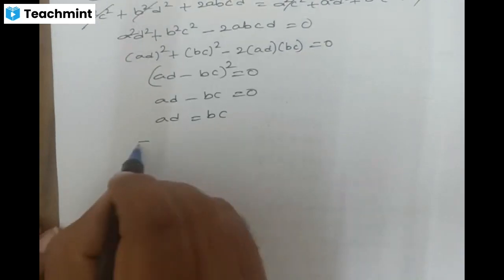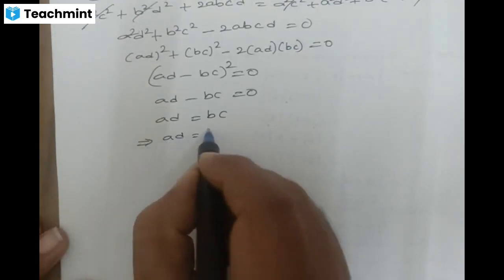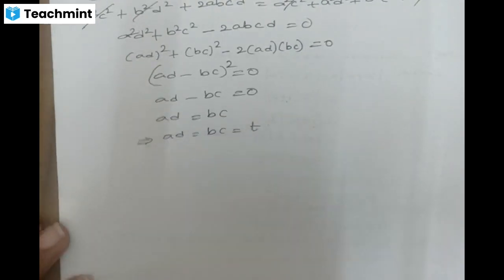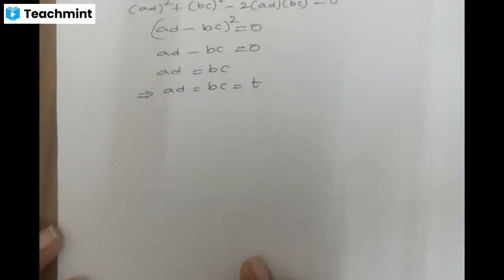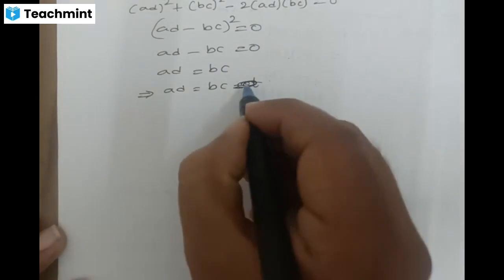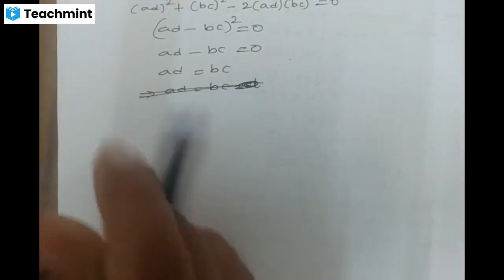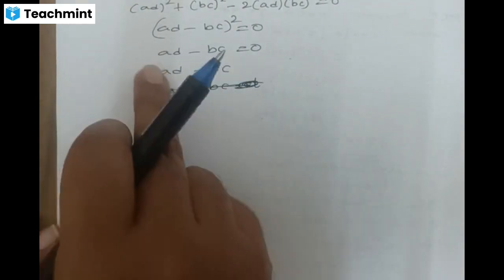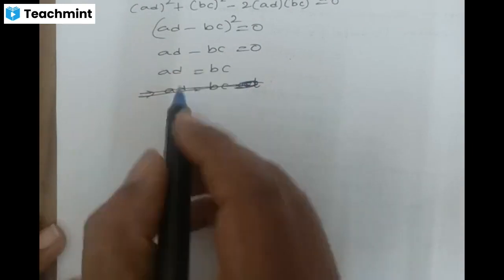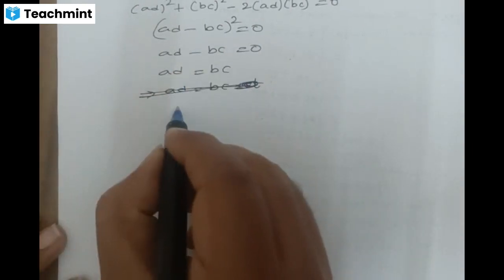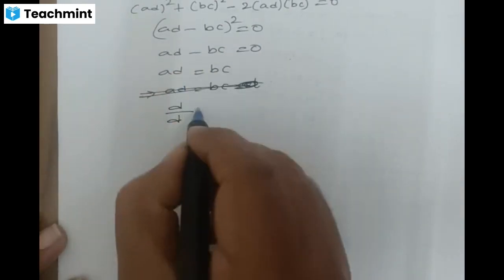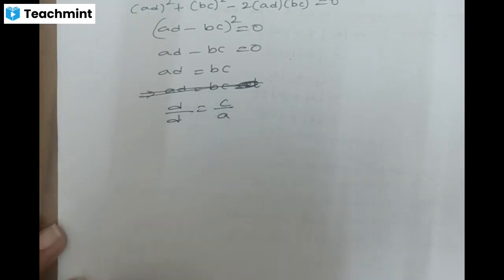So AD is equal to BC, and both are equal to some value. Then we can write this next. Just cross multiply. C is there, just interchange. So D by B is equal to C by A. This ratio will get some value T.